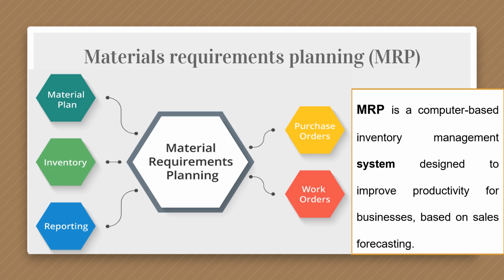And then the second approach is material requirements planning. MRP is a computer-based inventory management system designed to improve productivity for businesses based on sales forecasting. How to forecast the sales is based on the inventory movement and the reporting from sales, the material planning, and so on. All of this will come to the material requirements planning, and based on this we will plan for the purchase orders and work orders.